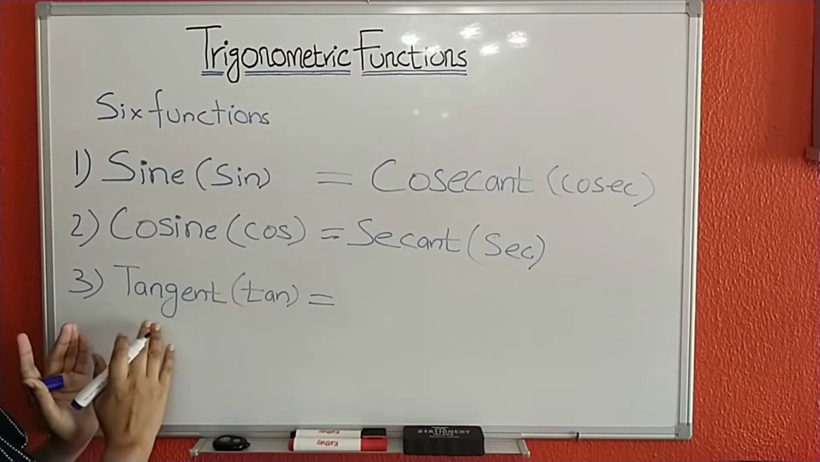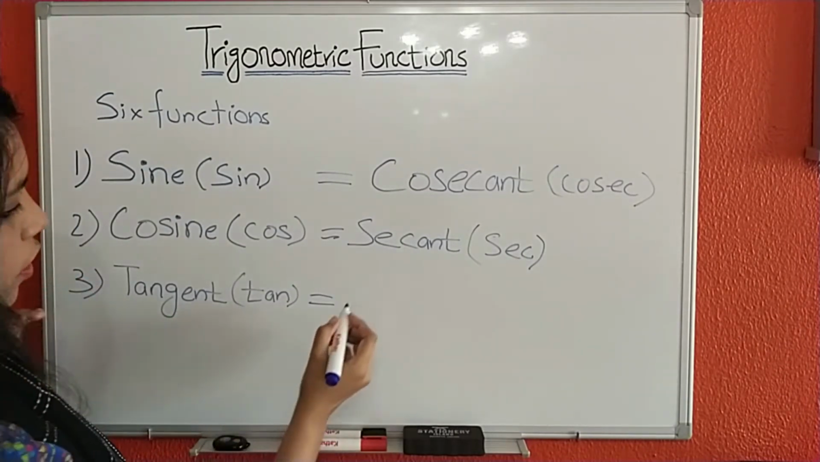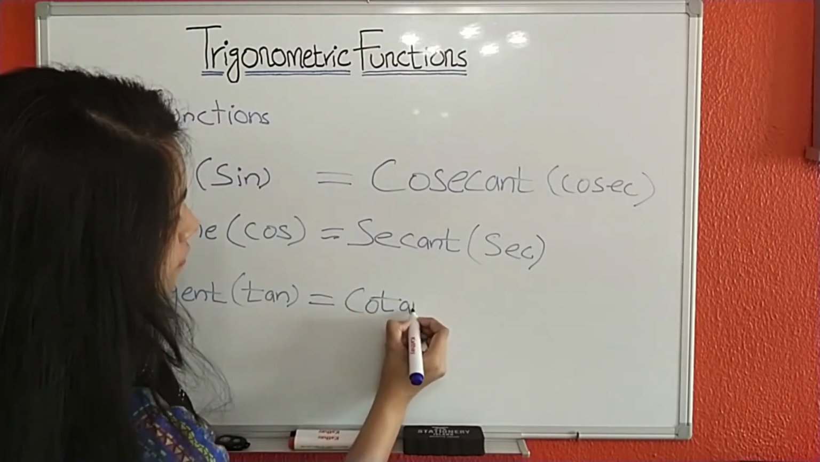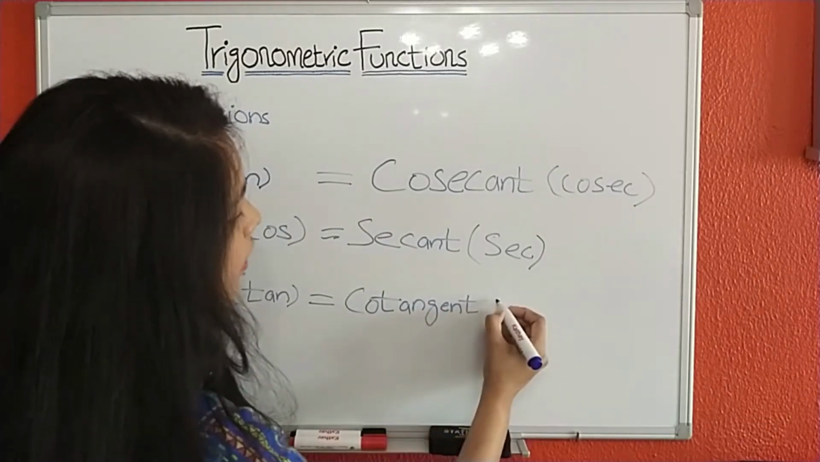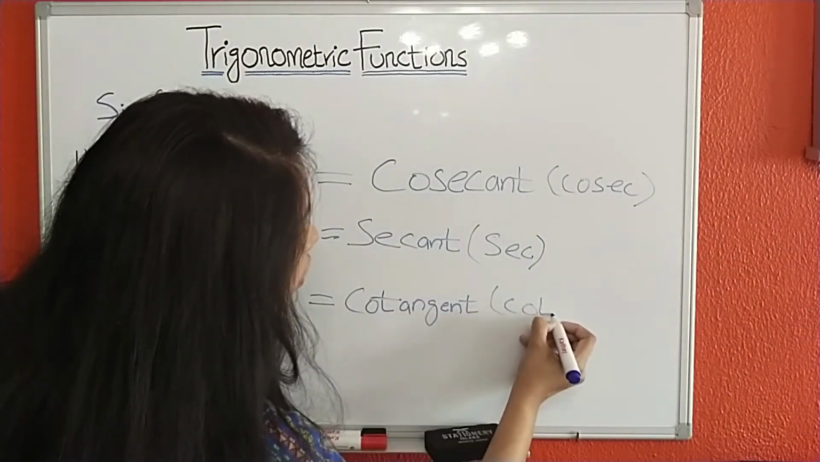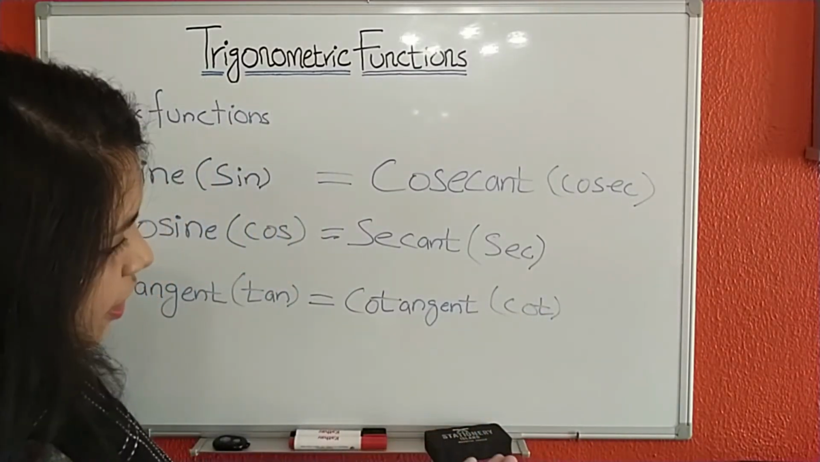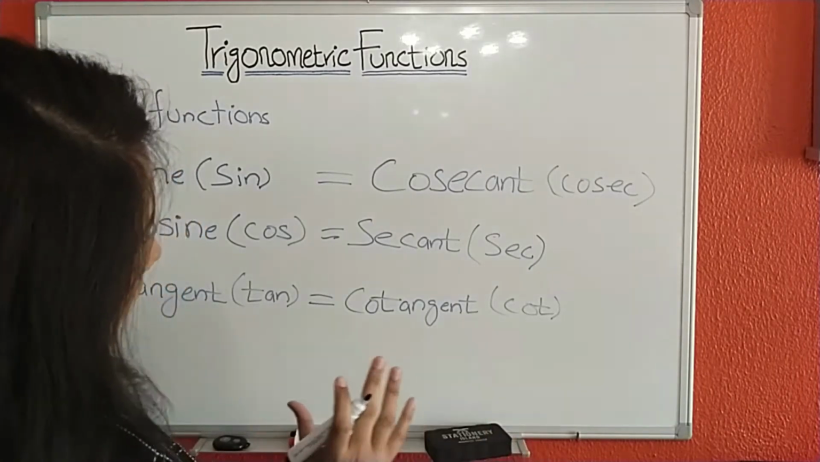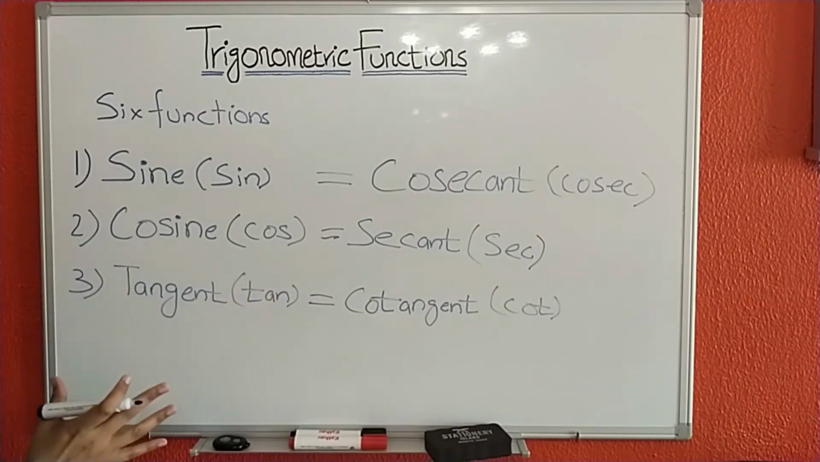The third function is tangent or tan, and its reciprocal is cotangent. Its short form is cot, or if we put an angle here, it will become cot theta, cot alpha, cot beta, cot phi, or anything else you want to put. So these are the 6 basic functions of trigonometry.